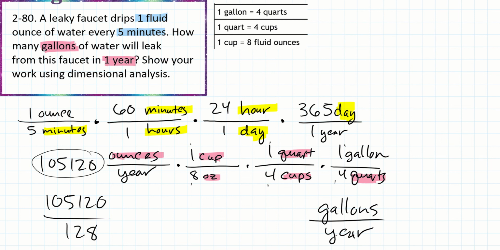If I take 105,120 and divide that by 128, I'm looking at 821.25, a quarter gallons per year. So I've taken the 1 fluid ounce of water every 5 minutes, and I've converted that to how much water per year.